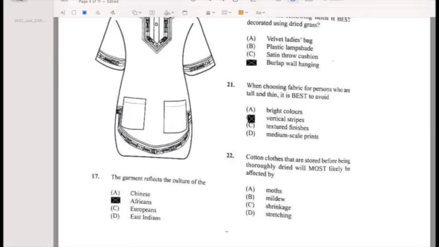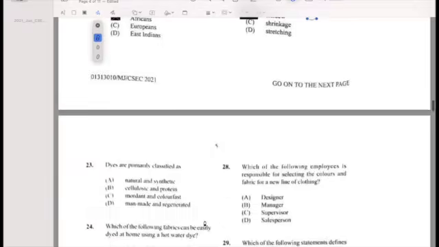22, cotton clothes that are stored before being thoroughly dry will most likely to be affected by what? So number 22 is mildew. The answer is B here. I'm not sure what happened, but the answer is B. That's mildew. Let's go to number 23. So the answer is B. Number 23.